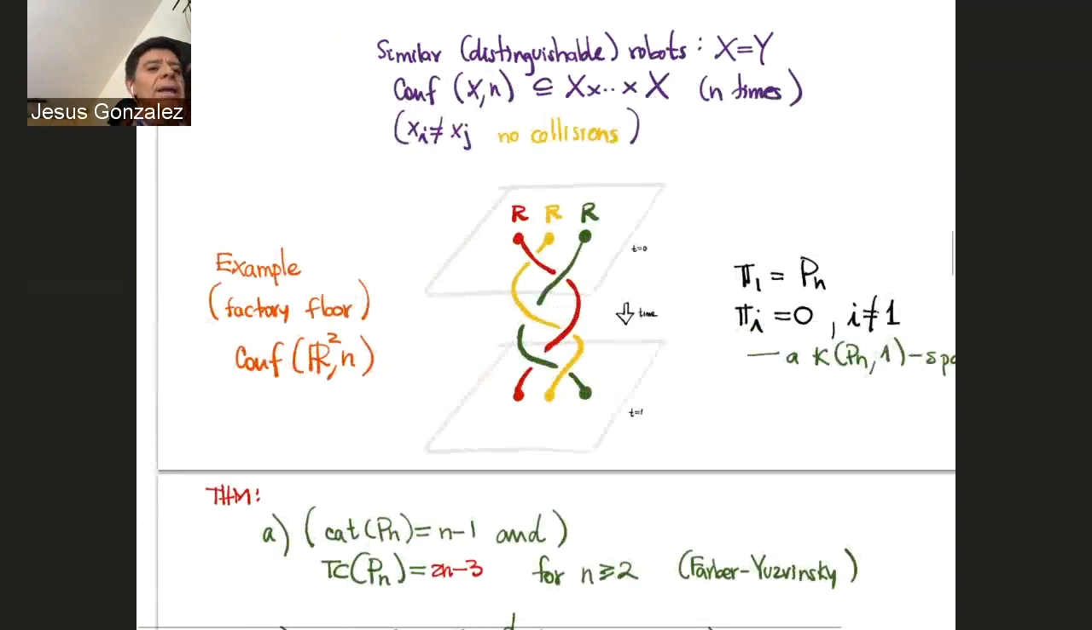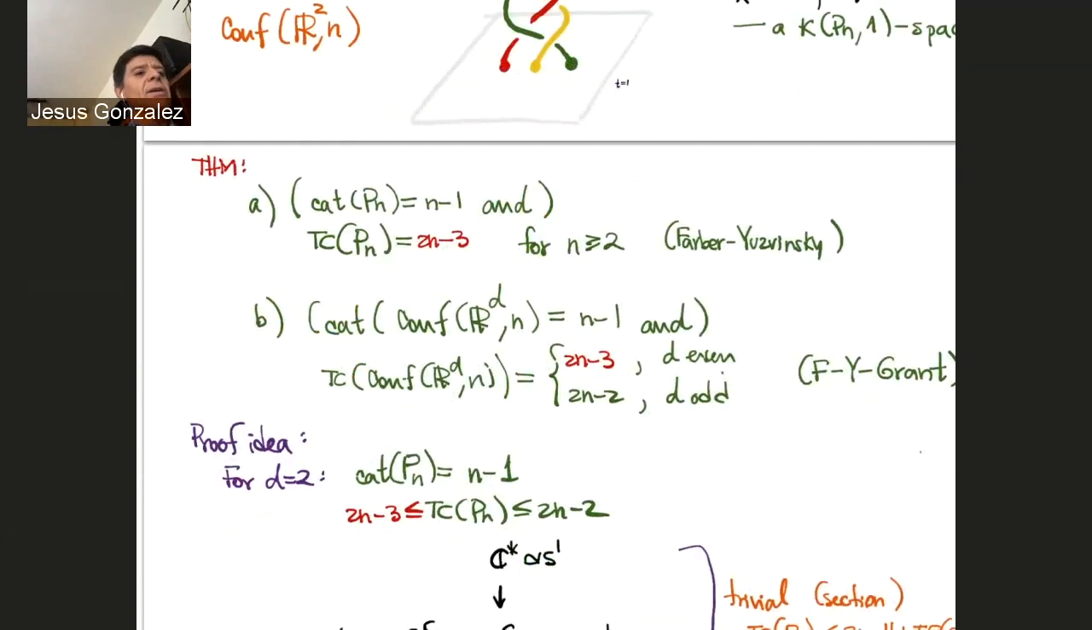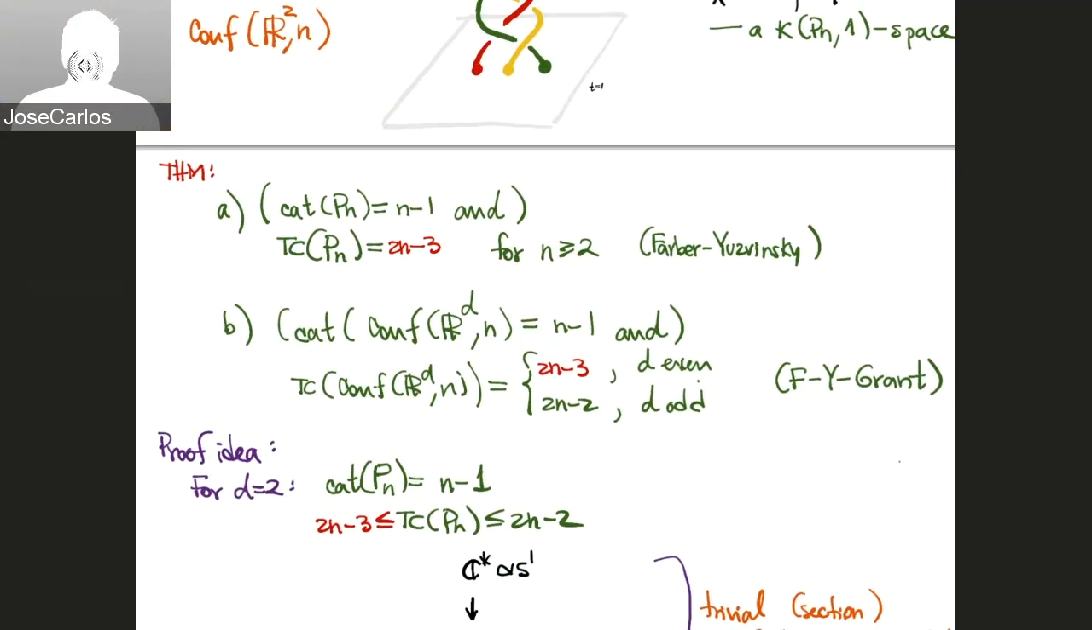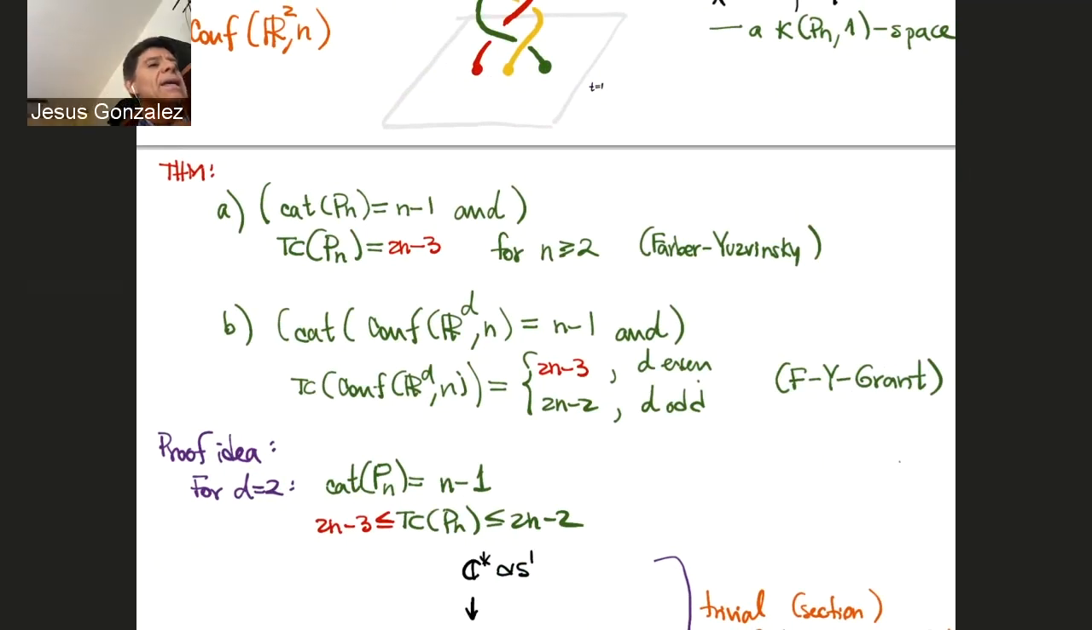And well, it is known what the answer is, and here is the answer. In the case of the classical Artin group, it is well known that the category of P_n, meaning the category of any classifying space of this group, is n minus 1, and the topological complexity is not twice that, but only 1 less than that. And this is a work of Farber and Yuzvinsky.